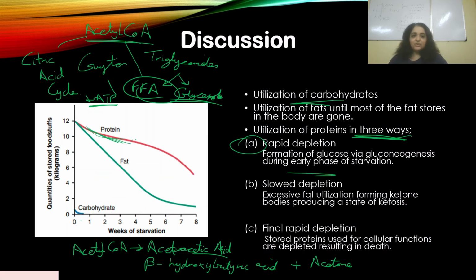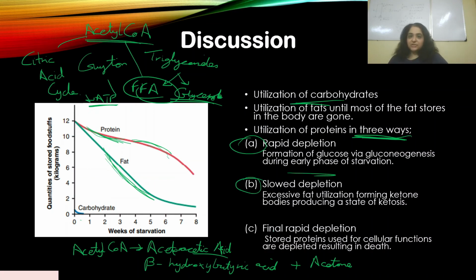Then there's a slow depletion. You can see this curve over here. When there's a slow depletion, that means the body has gone into ketosis, where fat stores are being consumed quickly during that period. So this is the slow depletion phase.